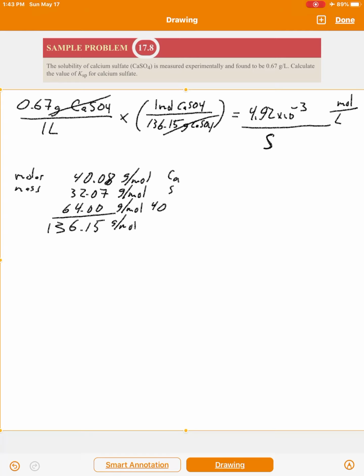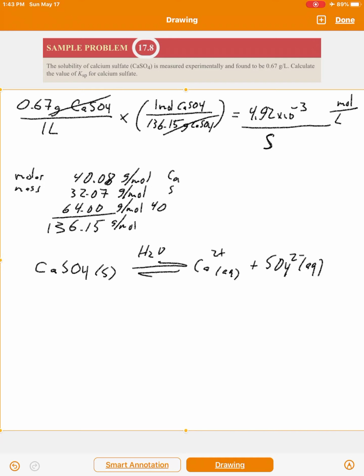That's S. So now, if we write out the equilibrium expression for calcium sulfate, we're doing KSP, right? So that would be calcium plus sulfate. Initially these are 0 before it dissolves. Some of it does dissolve, so you get plus S. So at equilibrium, these are S. By doing this conversion up here, we figured out S. So we know those two values.